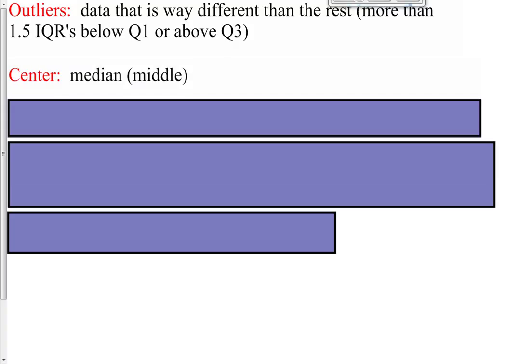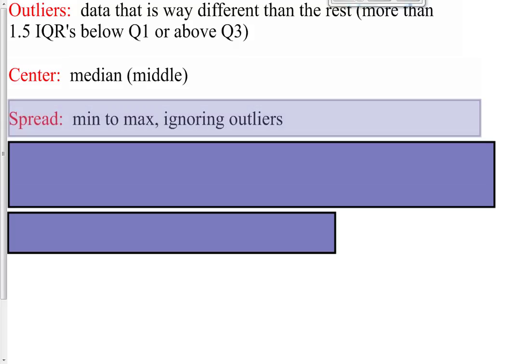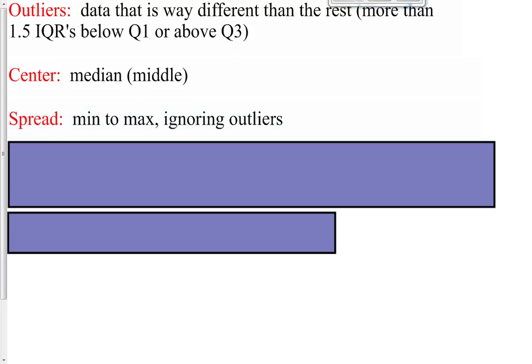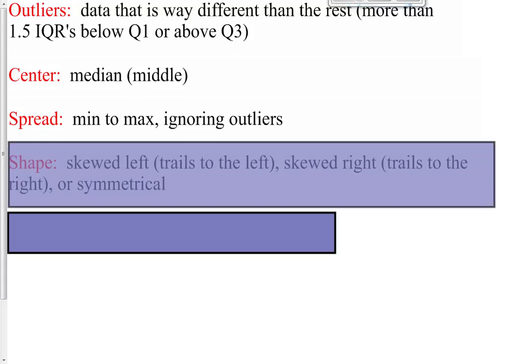The center of the data is the median, or the middle. So the center of a histogram is the middle of the histogram. The spread is the minimum to the maximum, ignoring any outliers. So if you have any outliers, kind of drop those when you talk about the spread. It's the minimum to the maximum, ignoring the outliers, the lowest score to the highest score.